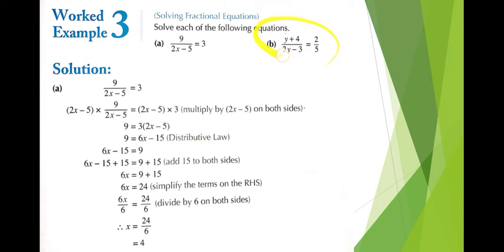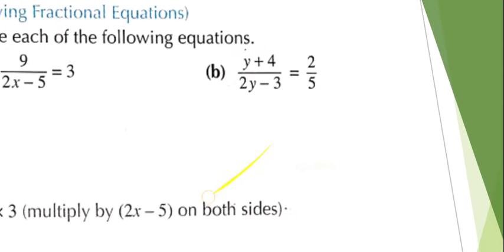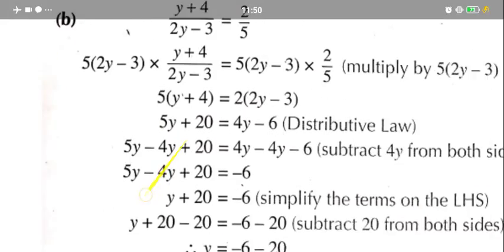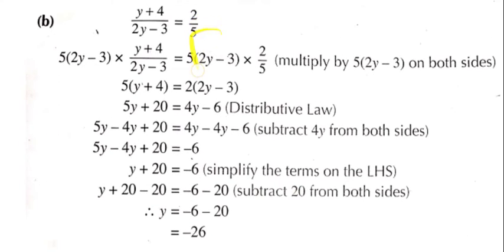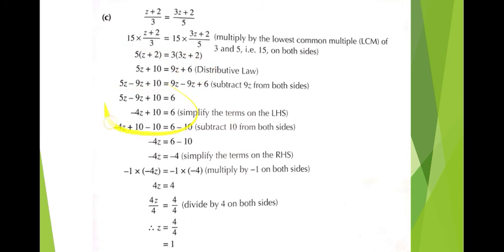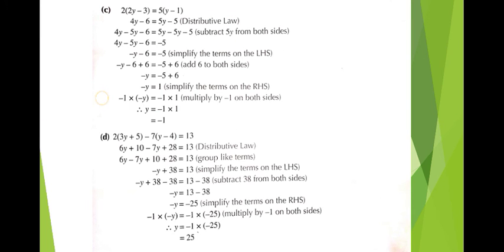And for number B, cross multiplication also, right? Same thing. Let's see. So 5 multiplied with y plus 4, and then 2y minus 3 multiplied with 2, this one, right? Same thing. And then expand the bracket. See, you get this again, and do exactly the same way again as this one, or the worked example number C also, right?